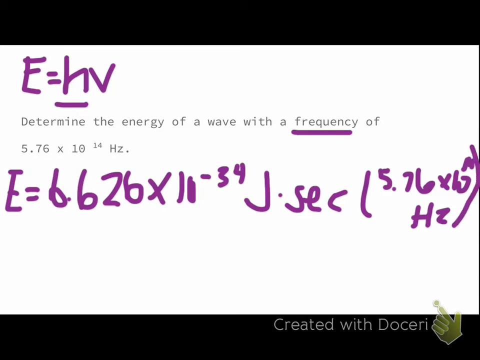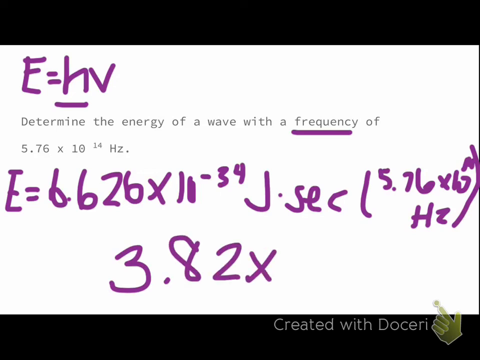Then we just do a straight multiplication. 6.626 times 10 to the negative 34th in your calculator. Multiply that by 5.76 times 10 to the 14th. And what we should get is 3.82 times 10 to the negative 19th. And we are going to be left with joules as our energy.